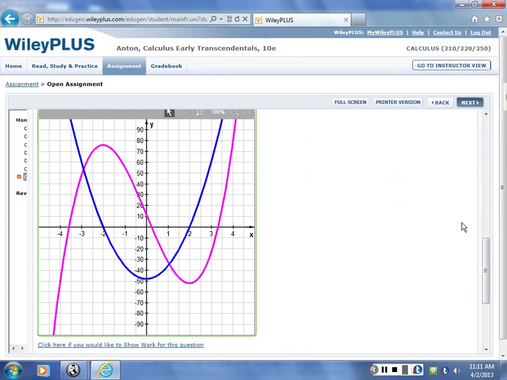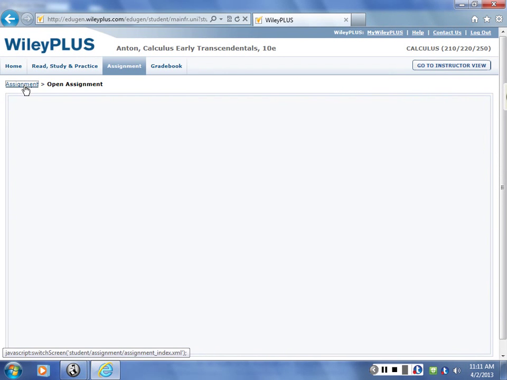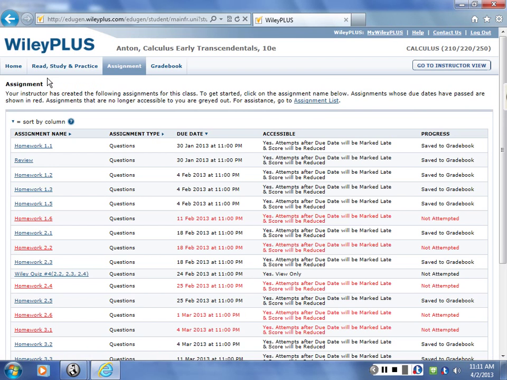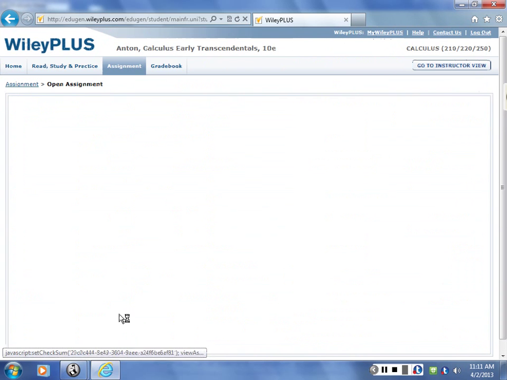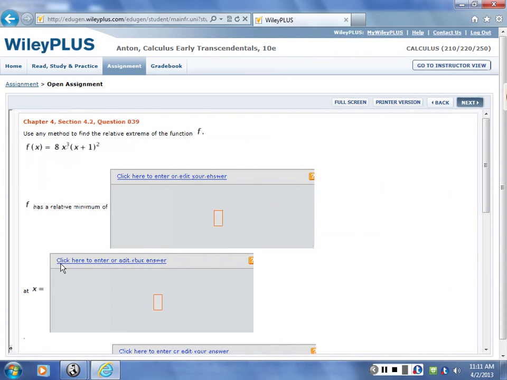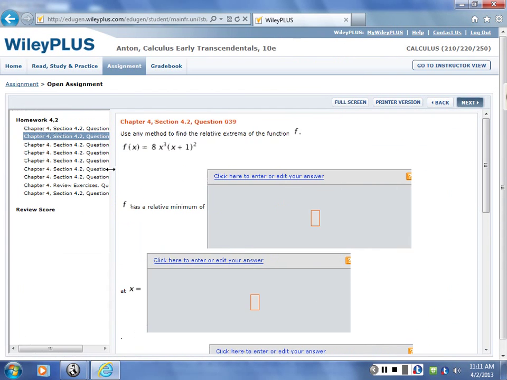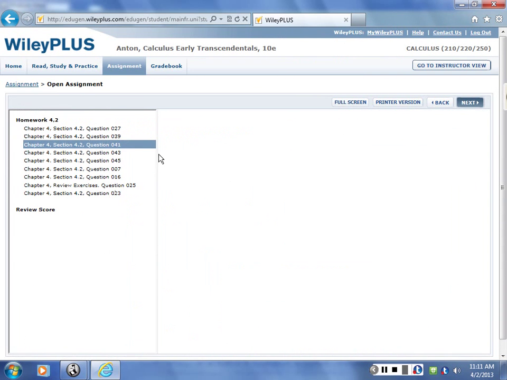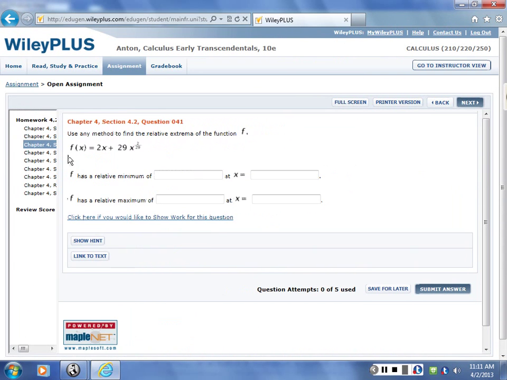Any other questions on Wiley assignments? Can you do the second one on 4.2? 4.2. Is that the crazy exponent? Or no, that's the third one. Yeah, can you do the third one actually? This one? Yeah. Fractions are not the end of the world, right?